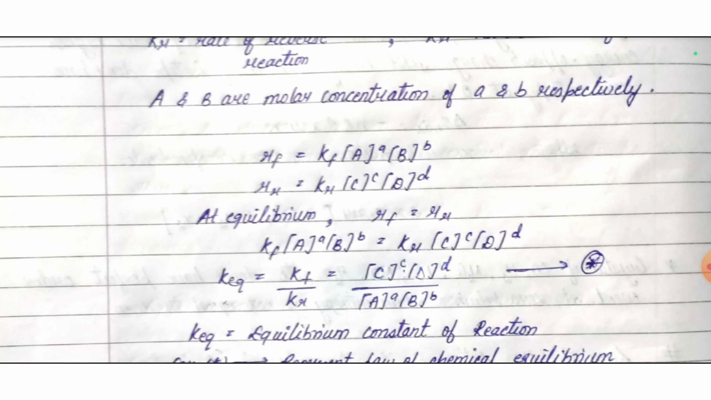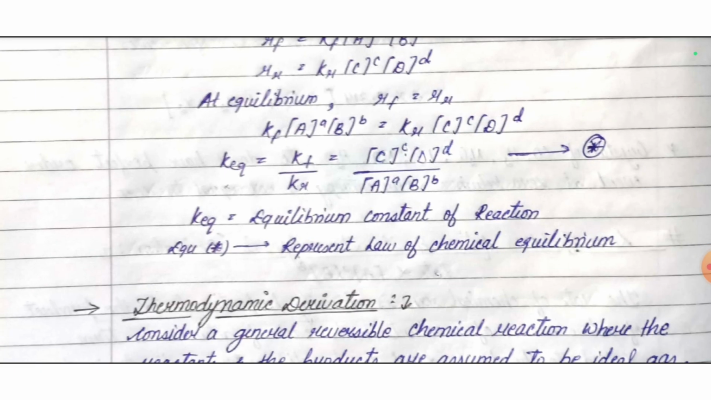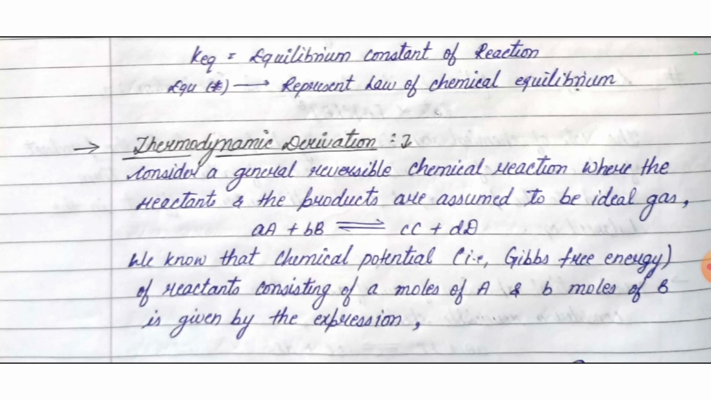So K equilibrium is equal to Kf by Kr, equal to concentration of C raised to the power c times concentration of D raised to the power d, divided by concentration of A raised to the power a times concentration of B raised to the power b. K equilibrium is the equilibrium constant of the reaction, and this equation represents the law of chemical equilibrium.